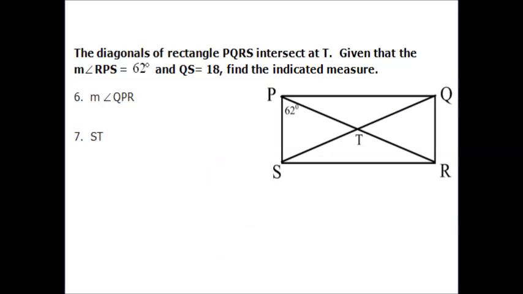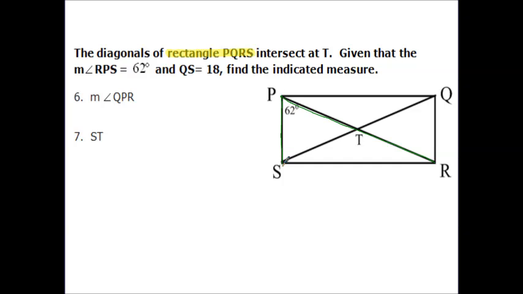In our next example, the diagonals of rectangle PQRS intersect at T. Given that the measurement of the angle RPS is 62 degrees and QS is 18, find the indicated measures. So let's first again mark what we have. We have the measurement of angle RPS, and that is 62 degrees.